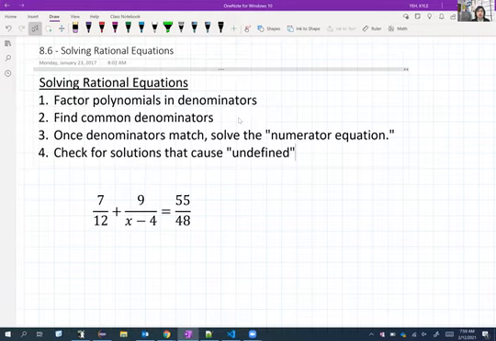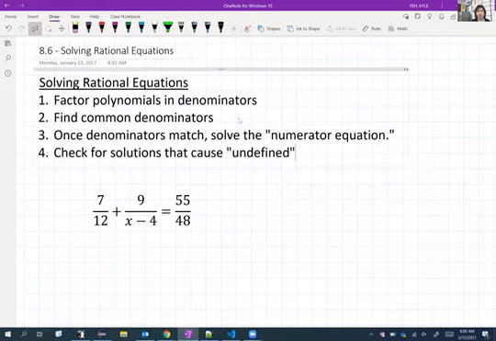7 over 12 plus 9 over x minus 4 equals 55 over 48. Now, looking at that, first thing is clear, they don't have common denominators, so we can't just solve this straight off. Also pretty clear is the fact that there's no factoring really to be done as far as polynomials go. X minus 4 is linear. We don't have any quadratics. There's nothing we can pull out anywhere. So looking at this, we can use our LCM strategy, our least common multiple strategy from 8.2 to figure out what we should get all these to.